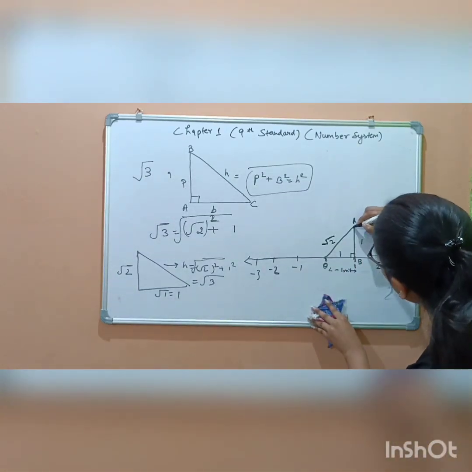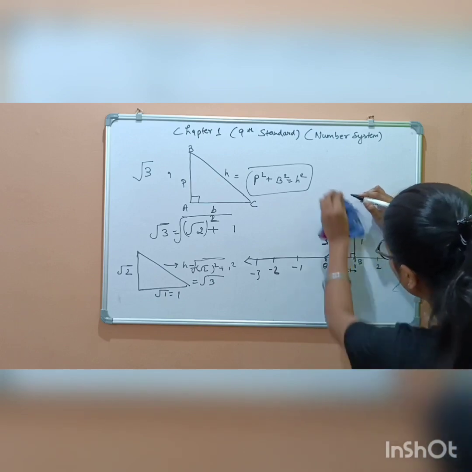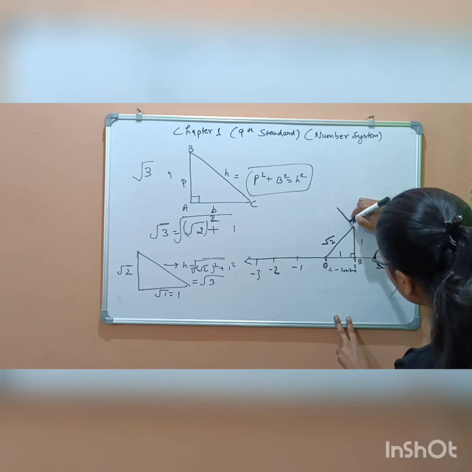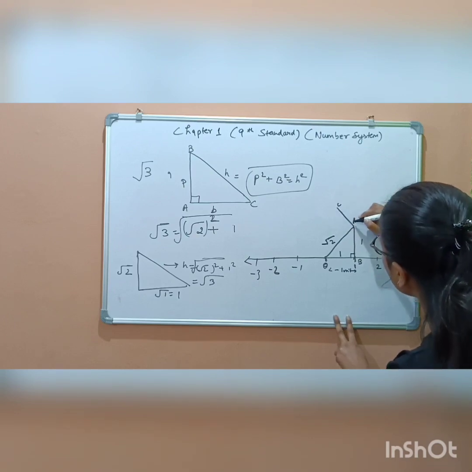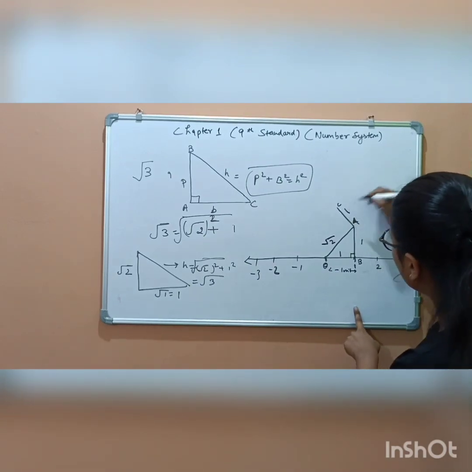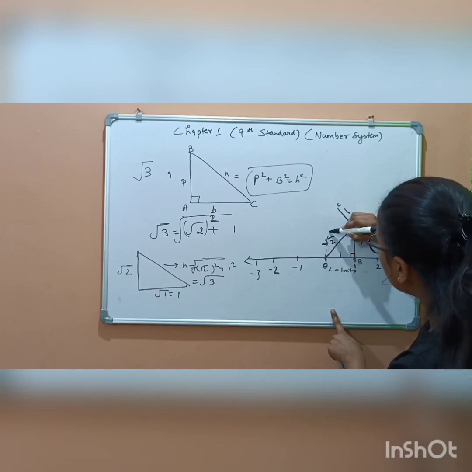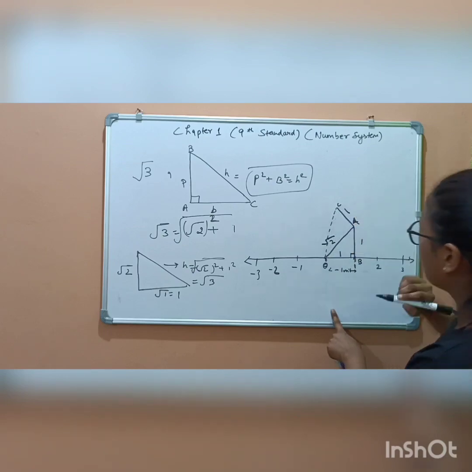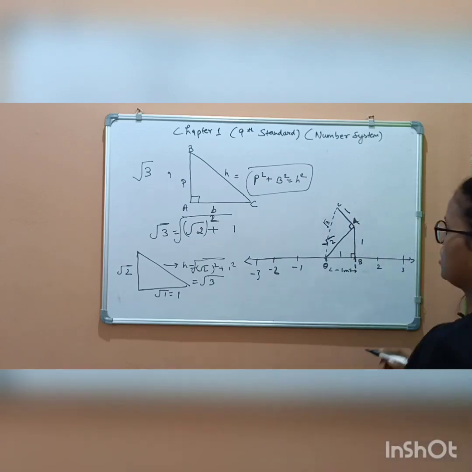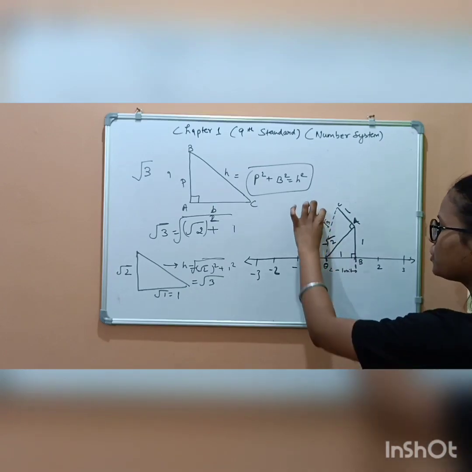Now draw a line from B to A. Sorry, C to A. I have already named the B point below. From C to A. So this point is C and this point is A. This is also 1 unit. Clear? Now join this point to this line. This is root 3. Clear, guys?